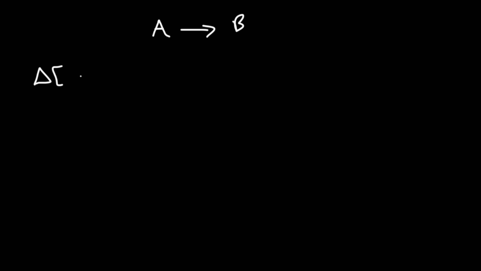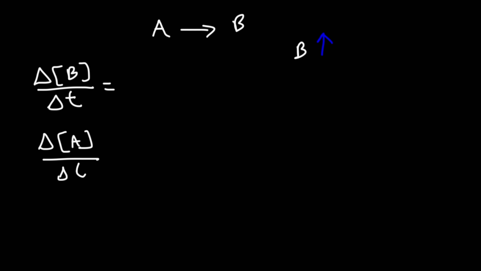The change in concentration of B divided by the change in time, this is known as the average rate of appearance of B. B is appearing. The concentration of B is increasing. If we wish to calculate the average rate of disappearance of A, it's simply the change in the concentration of A divided by the change in time.